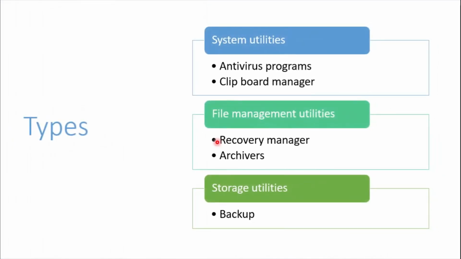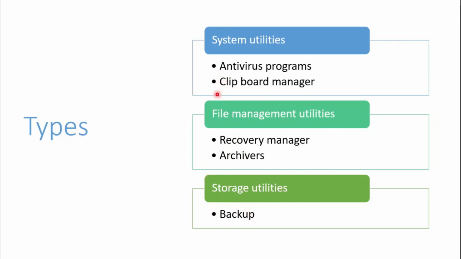Now, next we will discuss the types of operating systems. Sorry, utility software. There are different types. Actually, I have mentioned only three, but you can have many: system utilities, file management utilities, and storage utilities. Under system utilities, there are two main ones: antivirus and clipboard manager. Under file management utilities, recovery manager and archivers are there. Under storage utilities, there's backup.